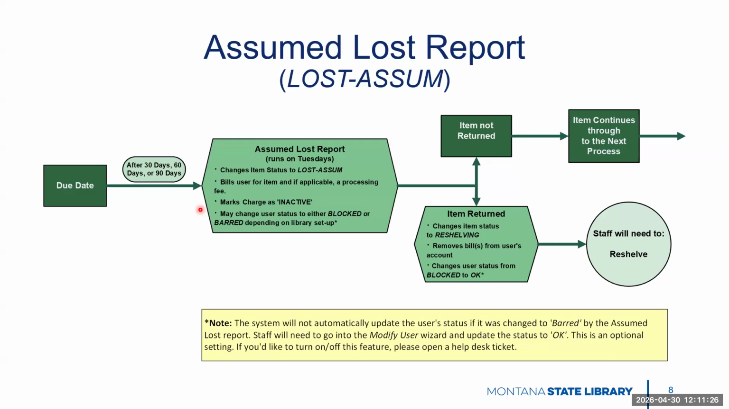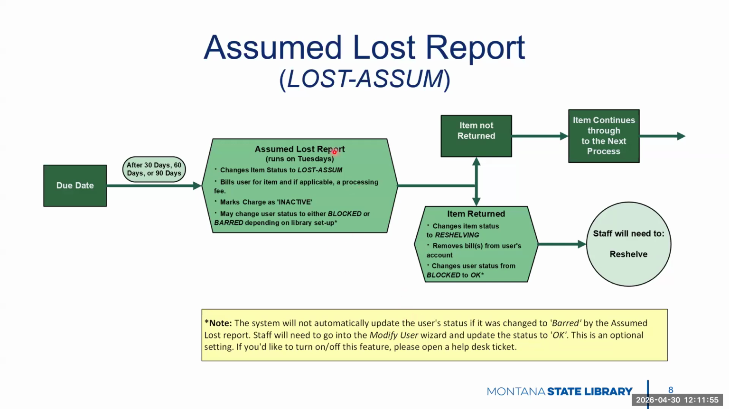I will say here, draw attention to the note right here. If it was changed to barred by the assumed loss report, your staff will need to do an extra step to unbar your patrons before they can check out items again. If you don't have that turned on, when we come to the next step where the item is returned, staff won't have to do anything manually. But I may have just gotten ahead of myself a little bit, so hopefully I don't confuse you guys.